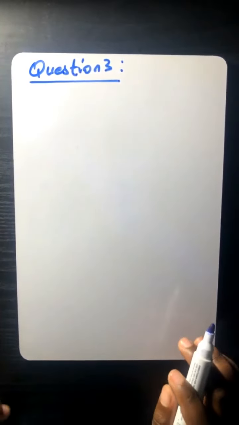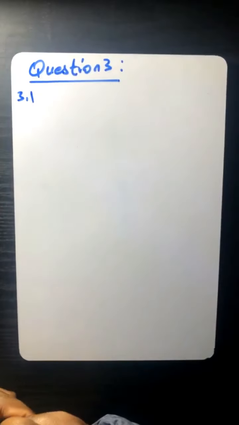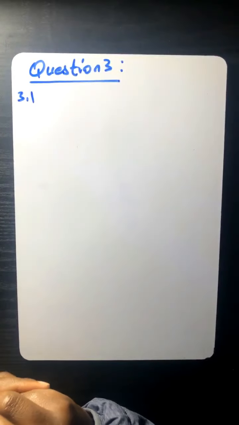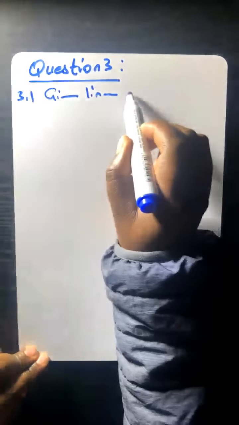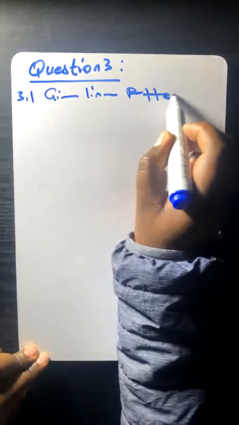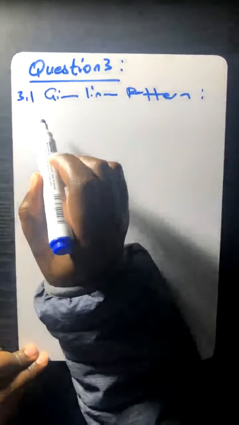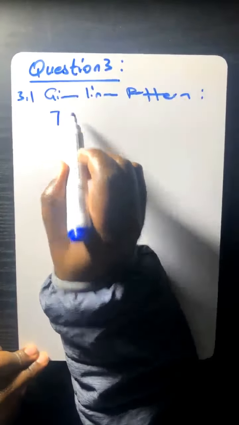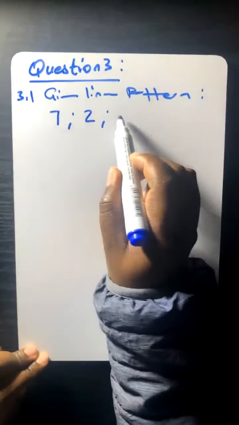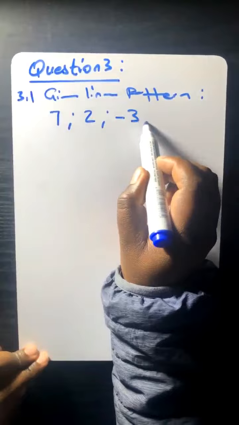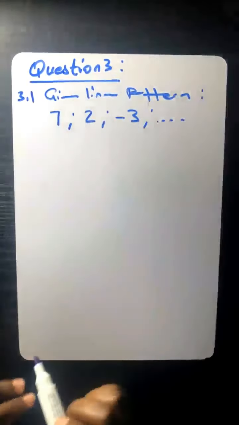So question number 3, let's have a look at 3.1. And it says, given the linear pattern. So we are given the linear pattern, which is 7, 2, -3, and so on.